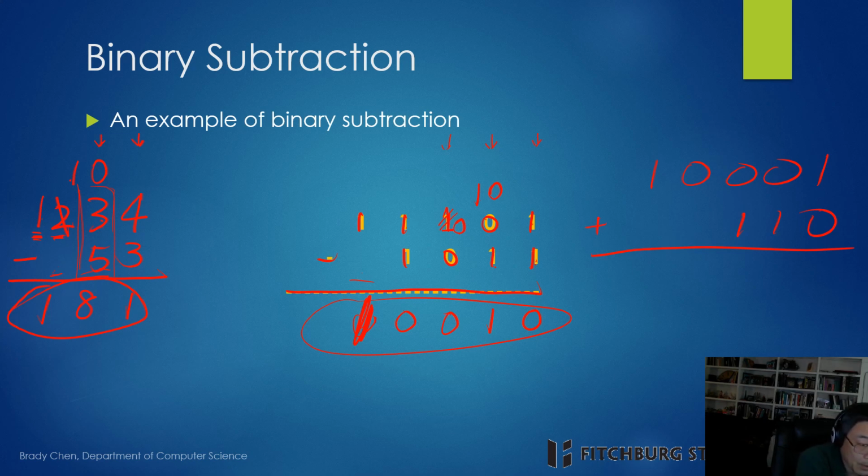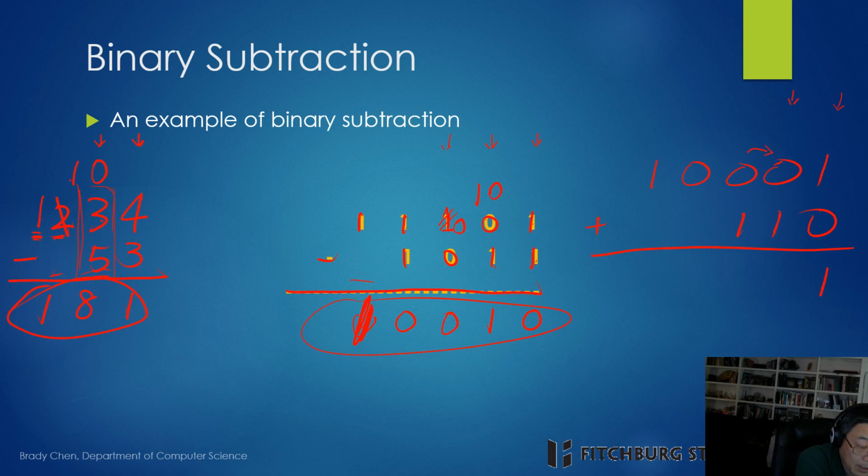So we start from the twos position. 1 minus 0, that's 1, right? But now in the twos position, it's a 0 on top, 1 at the bottom: 0 minus 1. So the top 0 is smaller than the bottom 1, so we want to borrow a 1 from the next position, right?